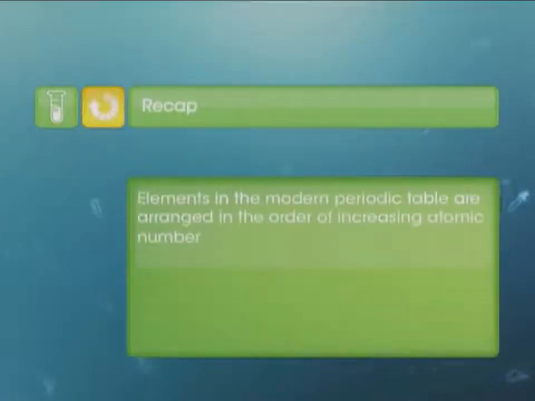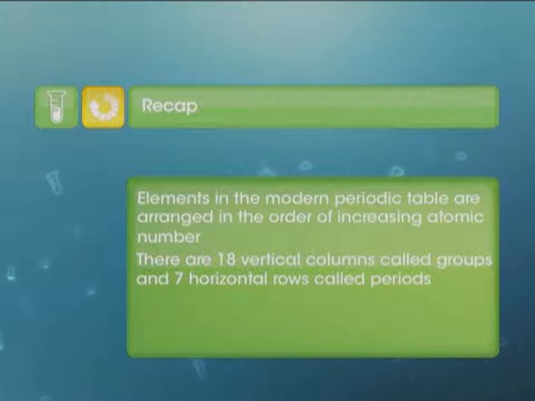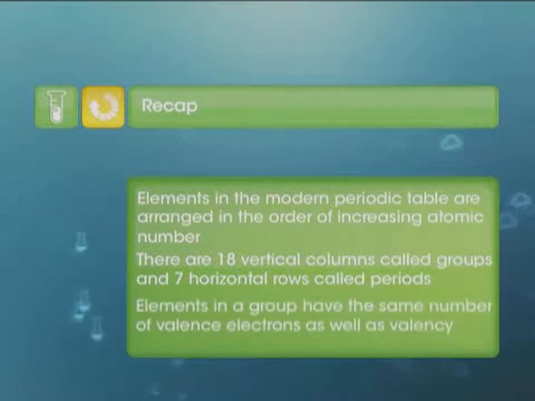Well, we have covered a lot of ground today. So, let's do a quick recap before we ace the exam decoded section. Elements in the modern periodic table are arranged in the order of increasing atomic number. There are 18 vertical columns called groups and 7 horizontal rows called periods. Elements in a group have the same number of valence electrons and consequently the same valency.